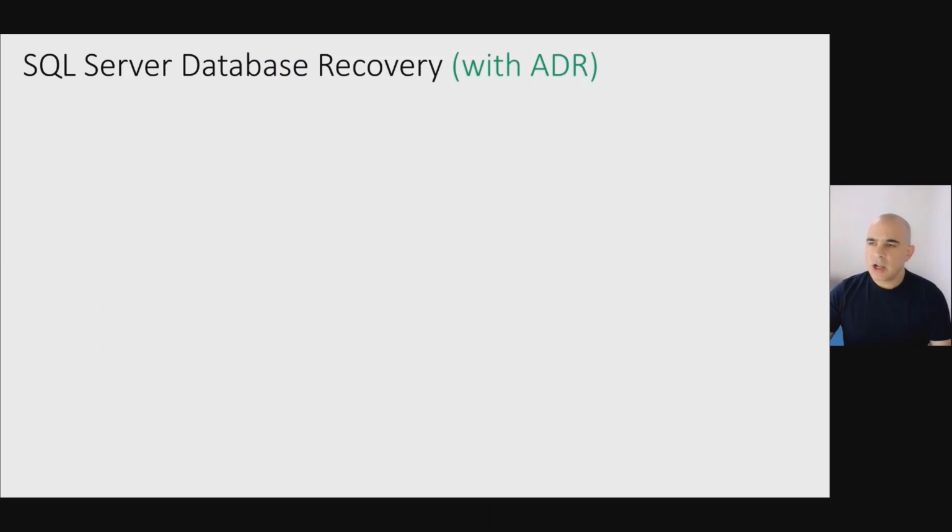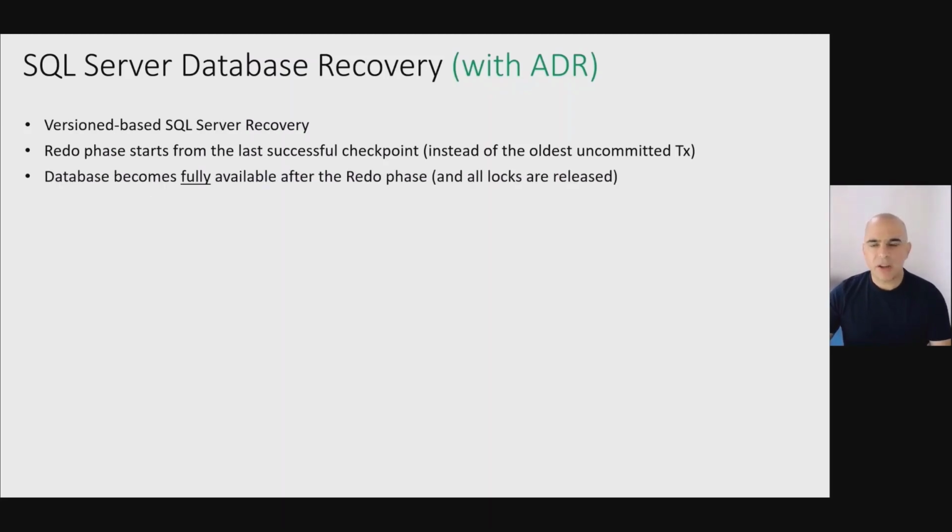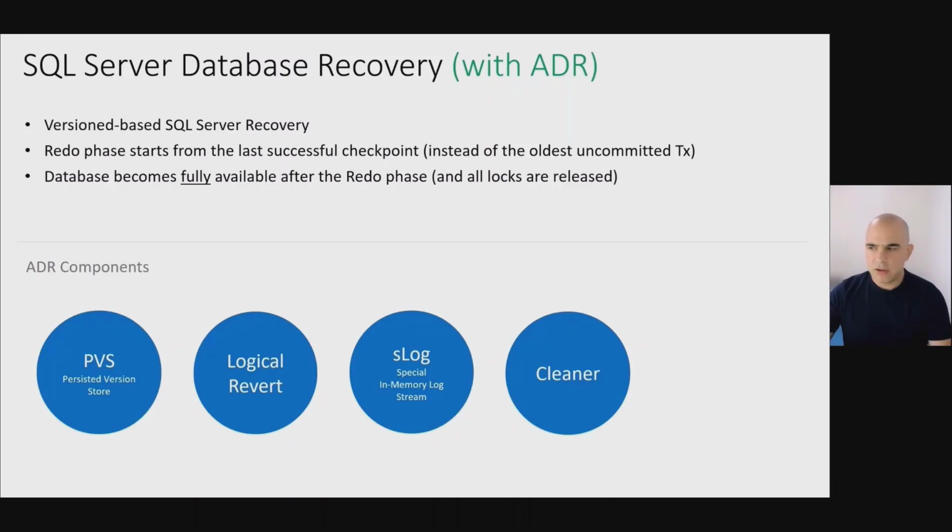SQL Server database recovery with Accelerated Database Recovery introduces version-based SQL Server recovery. The redo phase starts from the last successful checkpoint instead of the oldest uncommitted transaction, and the database becomes fully available after the redo phase. All the logs are released. ADR has four components that I want to cover in a little detail. The first one is PVS, the persistent version store, then logical revert, sLog, which is a special in-memory log stream, and a cleaner. So let's take a look at these components in detail.